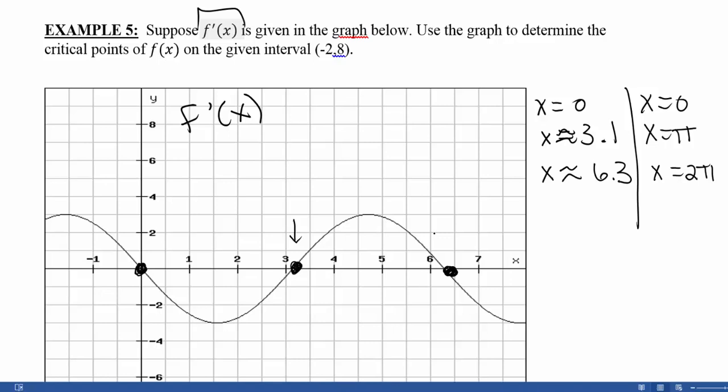But the idea is that we're looking for the place where this first derivative graph crosses through the axis, because that's when the first derivative will equal 0.